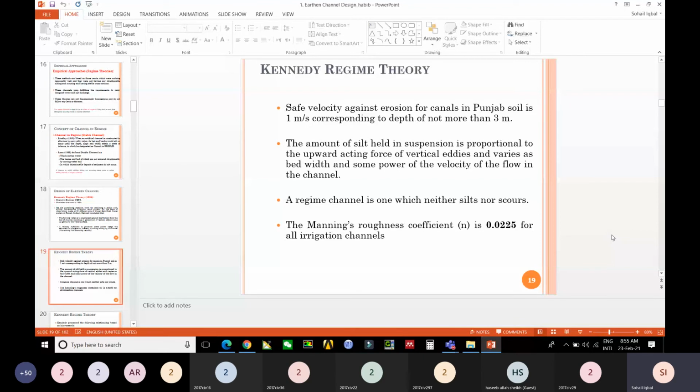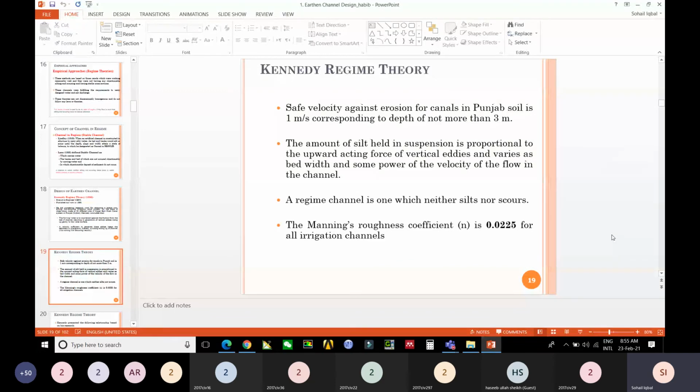The next one is that the amount of silt held in suspension is proportional to the upward acting force of vertical eddies and varies as the bed width and some power of the velocity of flow in the channel. The next one is that a regime channel is one which neither silts nor scours. What is a regime channel?